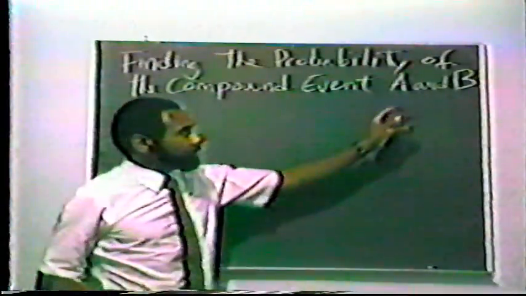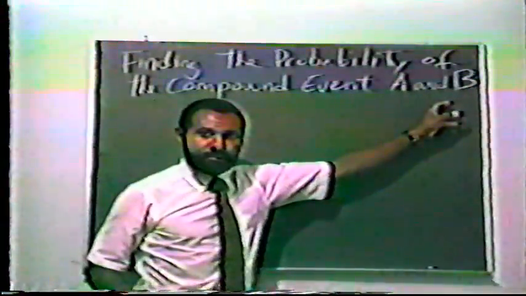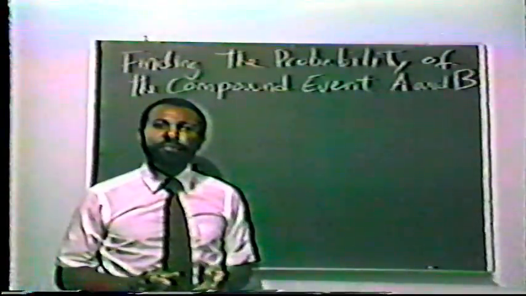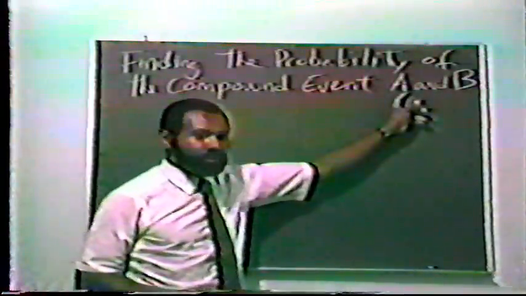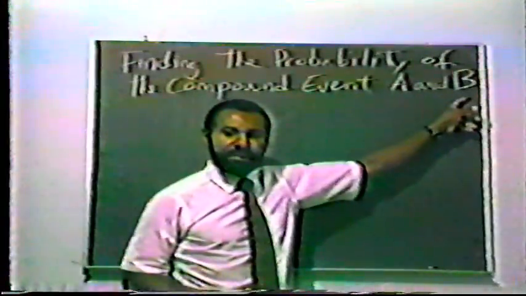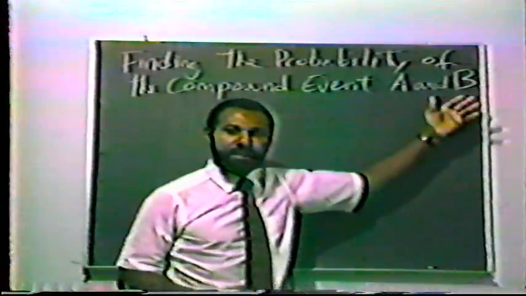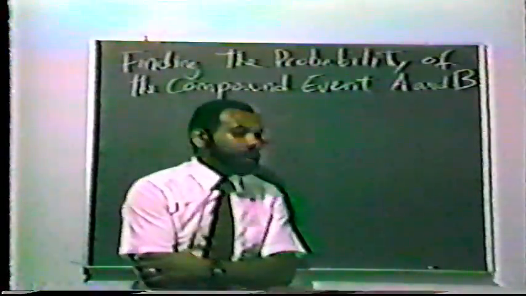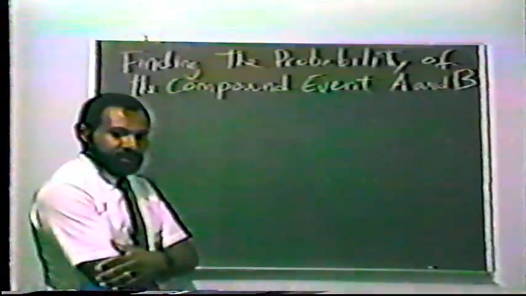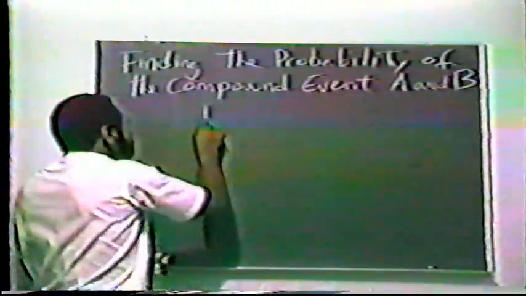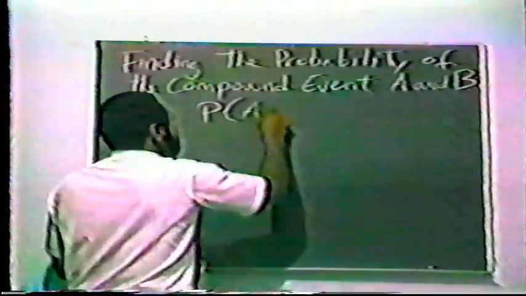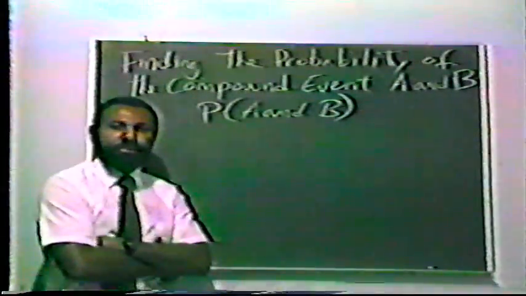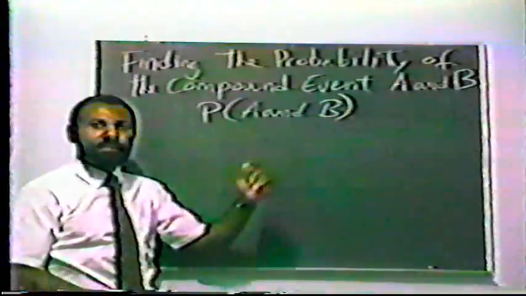This event, the event A and B, is a compound event because it is composed of two simple events. A is a simple event, B is a simple event. A and B form a compound event. Now, we can abbreviate this probability. We can write it as the probability of A and B.